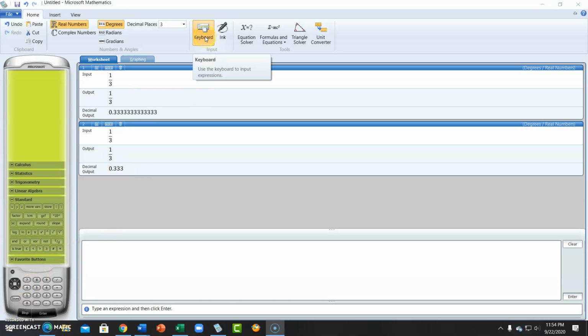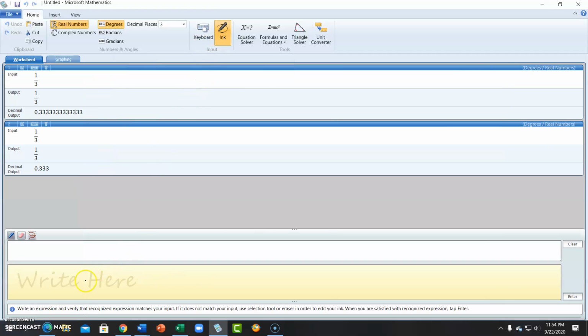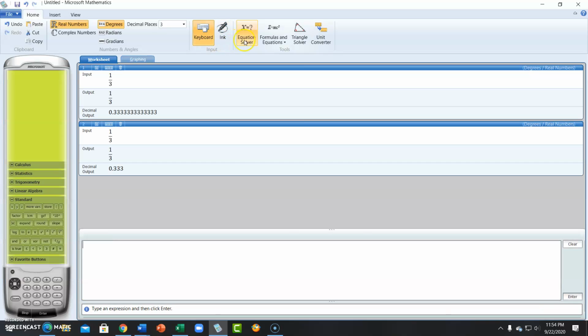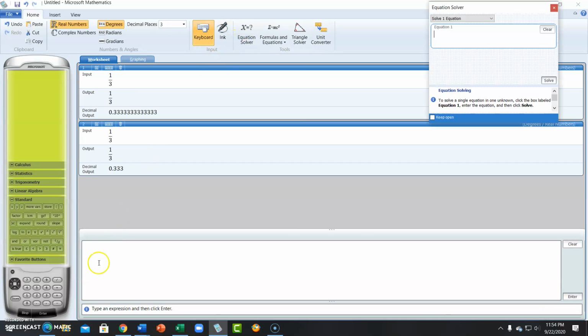For input, we are currently on the keyboard input where we can put in expressions. We could also use a writing input. We also have the equation solver. In the equation solver, it can solve one equation, or it can solve up to a system of 6 equations. Right now, let's try and solve one equation.